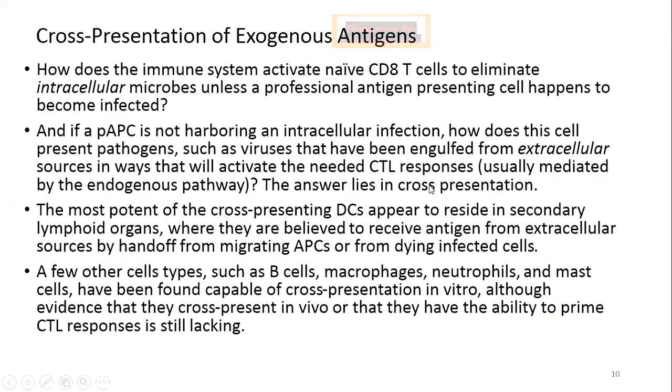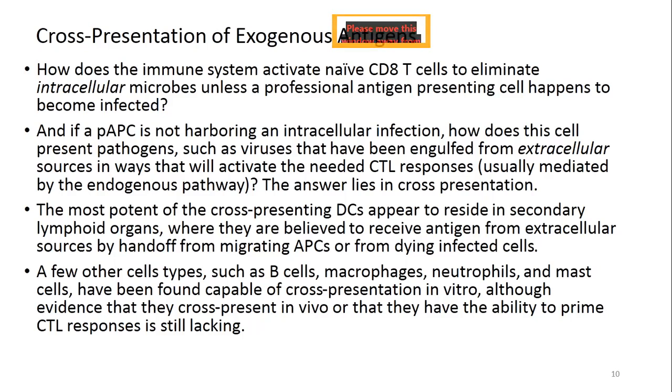There is another question. For example, if a professional antigen-presenting cell is not infected by an intracellular pathogen, how does the cell present pathogens, for example a virus that has been engulfed from an extracellular source, in ways that will activate the needed CTL response?